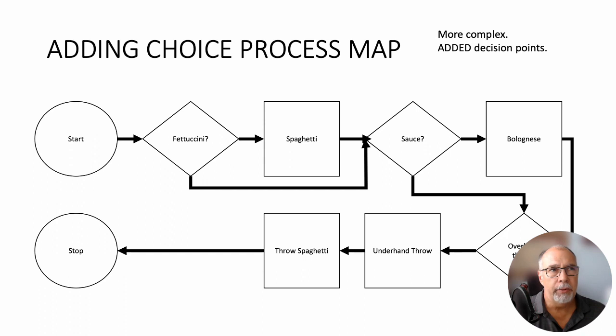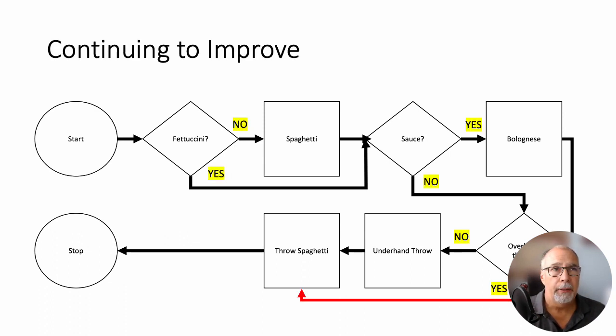The other thing we don't have is clarity on the yes and no, so we don't have clarity on the decisions. So we would want to go back and add that into our process map. And so this is what the process map would look like if we added those in. I have highlighted these intentionally, and you can see the first one is, do we choose fettuccine, yes or no? If it's no, then it goes to spaghetti. We don't have further choice, so we would be throwing spaghetti in this case. If we chose fettuccine and it was yes, then it bypasses the spaghetti and goes to the sauce.